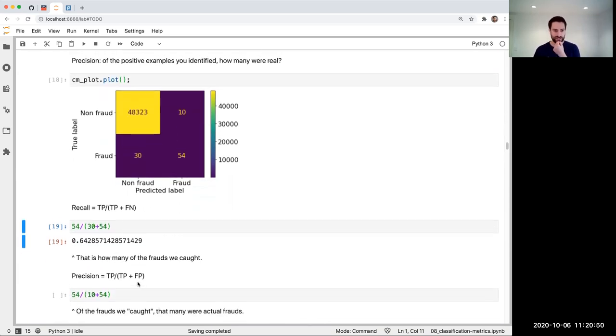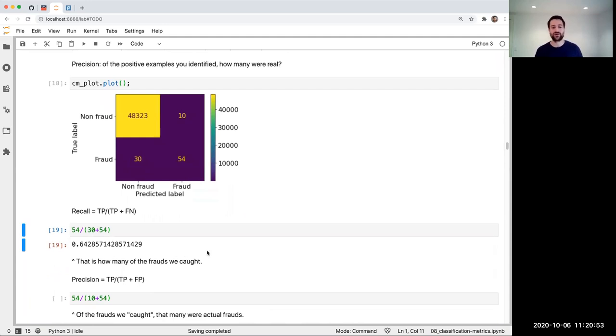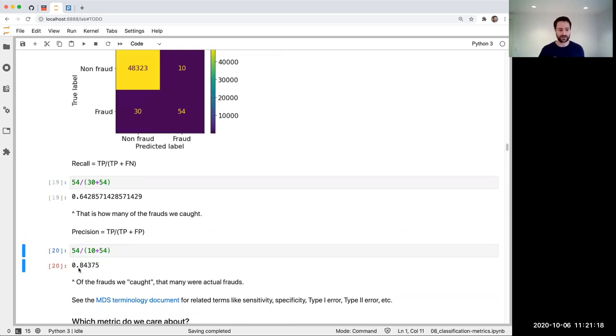The other one is precision, which is saying of the ones that we said were fraud, of this right side here, how many were actually fraud? The distinction between precision and recall is a bit subtle, but again, recall is of all the frauds, how many did we catch? And precision is of all the predicted frauds, how many were actually frauds? That's 54 out of this 64 that we predicted fraud, if we add up this whole right column. And so our precision here is 84%. That means 16% of the time we raise the alarm, it's a false alarm, and 84% of the time we raise the alarm, it's a true alarm.